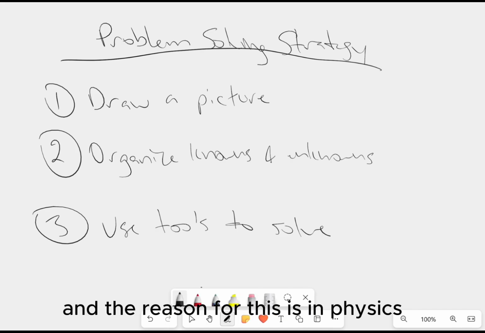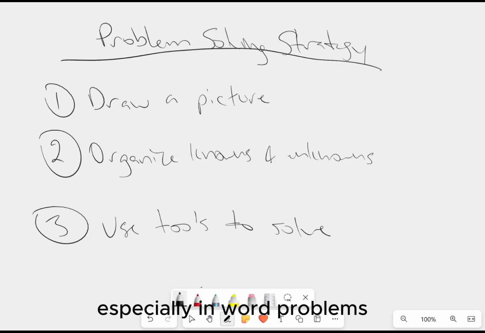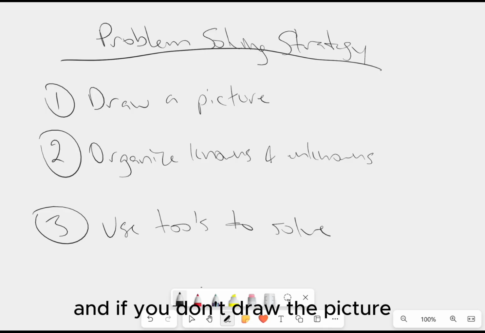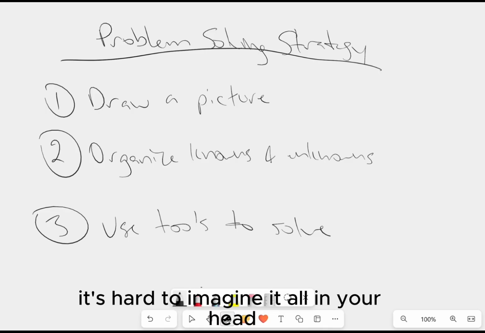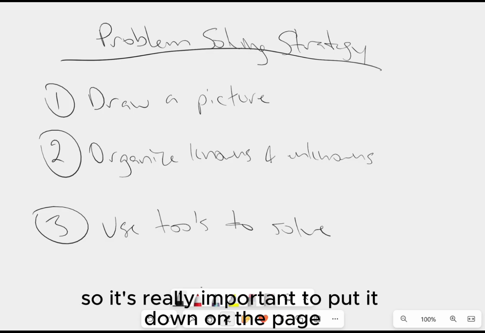The reason for this is in physics, a lot of things are going to be thrown at you, especially in word problems. You're going to get a lot of different objects, a lot of different quantities. And if you don't draw the picture, it's hard to imagine it all in your head. It's hard to visualize all of those quantities in your head. So it's really important to put it down on the page.